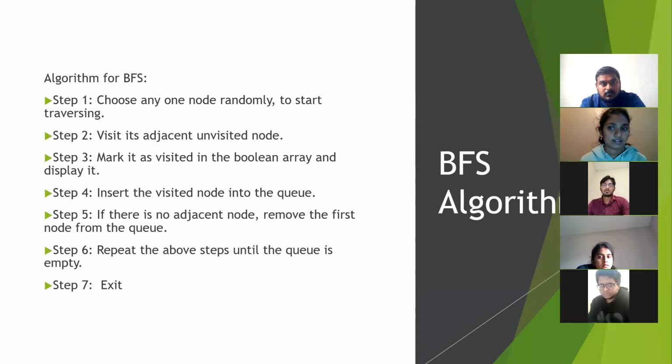For the algorithm for BFS, the first step is for the start node, any node will be chosen. Step 2 is it visits its adjacent unvisited node. The third step is to mark it as a visited node in the Boolean array, and it will be displayed. Next, insert the visited node into the queue. If there is no adjacent node, remove the first node from the queue. Repeat the same steps until the queue is empty. Next slide.